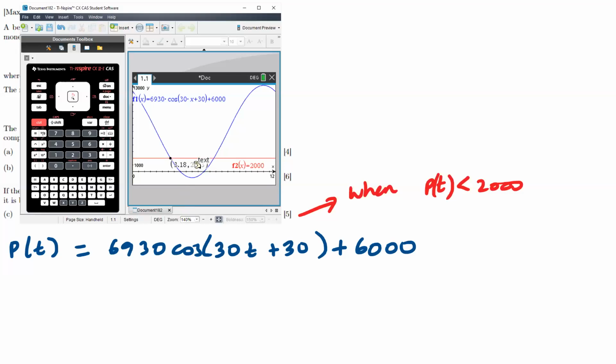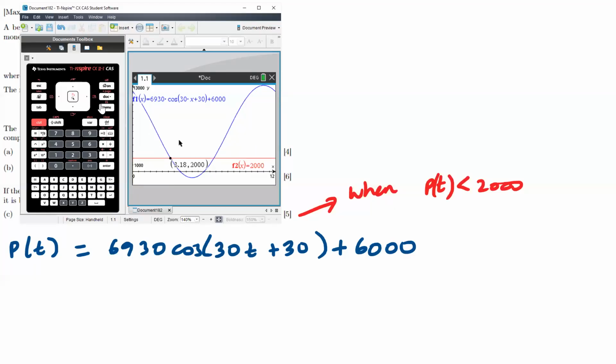So I'll just right-click on the y coordinate because I don't want that in standard form. If I go to attributes and increase the accuracy to 4, that's better. Now what it's telling me is when the time is exactly 3.18 months, the profit gets to 2,000 and it's about to drop below $2,000.